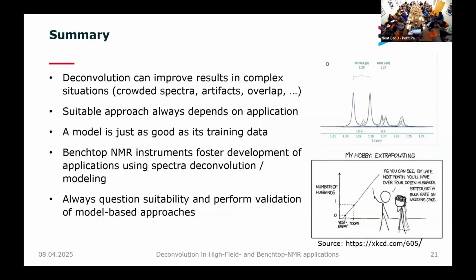So I wanted to show you that deconvolution can improve results in complex situations. If you have an easy situation, there's no need for it. But if you have a complex situation like crowded spectra, artifacts, or overlap of signals, this can be a valid option to consider. It always depends on the application, so you always have to get into the spectra and see what kind of spectra you have and what kind of method you want to apply to it. If you go for spectrum modeling, it's always just as good as the training data, and you need to spend a lot of time training these models to get accurate results.